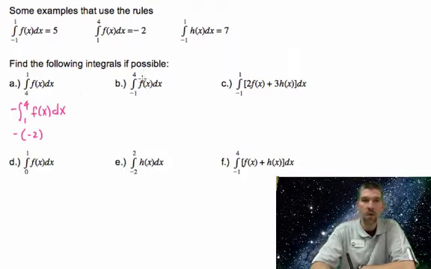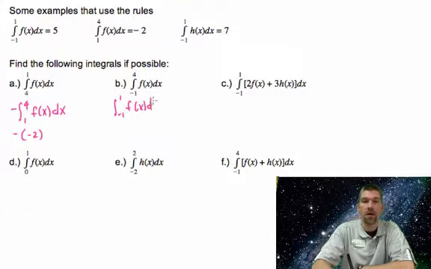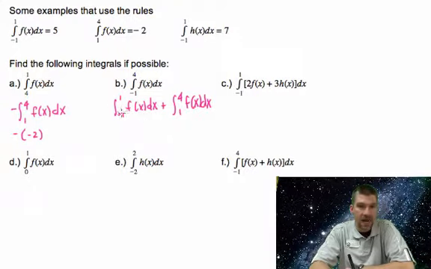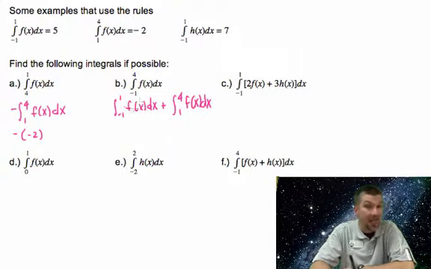Okay. What about from -1 to 4? Well, that's the same thing as going -1 to 1 of fx dx plus 1 to 4 fx dx. And so if I look at one of my rules, I can add the integral things together, the different integrals. So what do I have? Well, -1 to 1 is 5. And 1 to 4 is -2. So 5 plus -2, or 3.